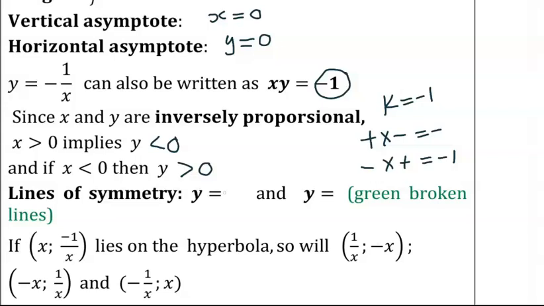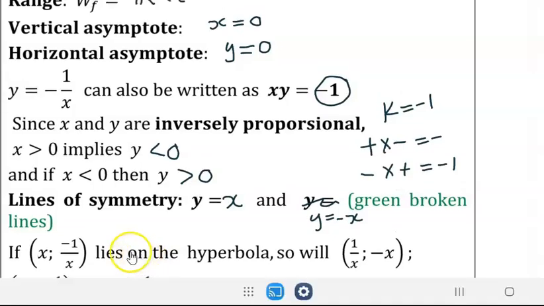The lines of symmetry are exactly the same: y equal to x and y equal to minus x. The green broken lines on the graph, I will show it just now. So in this case we have our lines of symmetry exactly the same as for 1 over x. We have the line y equal to x and the line y equal to minus x.